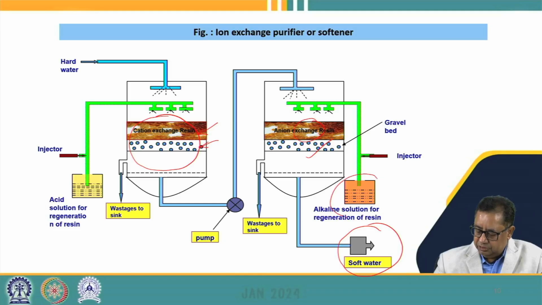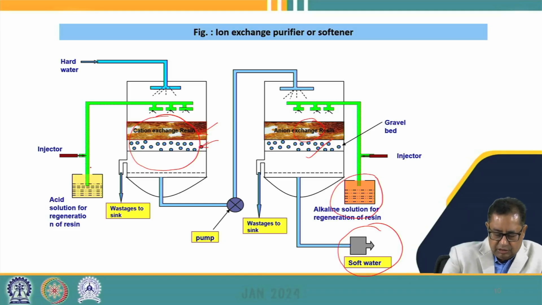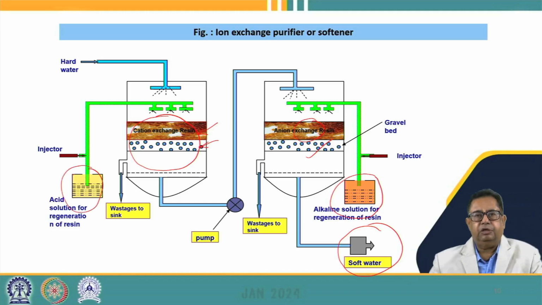And here we have the regenerant solutions, which are put in after the service cycle is over. Then we regenerate the resins, that is cation exchange resins and anion exchange resins, by using acid or alkaline regenerant so that the next cycle can start.